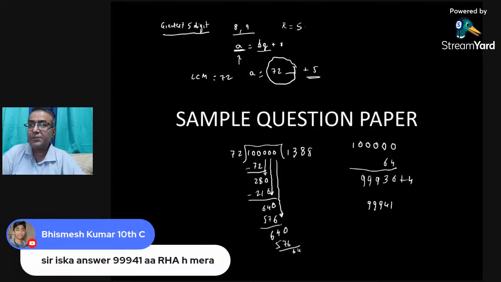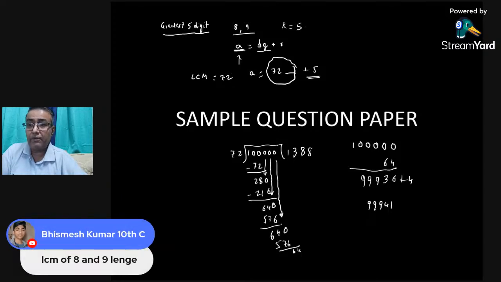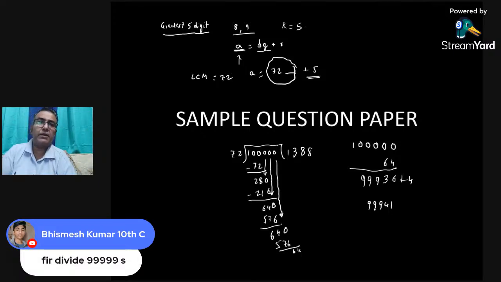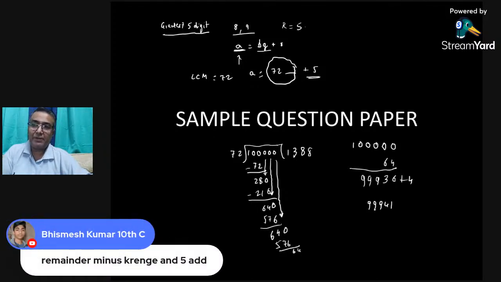And yes, Vishmesh, you are right, 99,941 indeed is the correct answer. Yes, absolutely right, you said that we'll take the LCM of 8 and 9, and then divide 99,999 by the LCM. We could take either 99,999 or we could take 1 lakh. Whatever you wish, you can do that, and then we subtract the remainder from that to get it, and then add 5 to that. So exactly, you are right, your method was correct. 99,941 indeed is the correct answer.